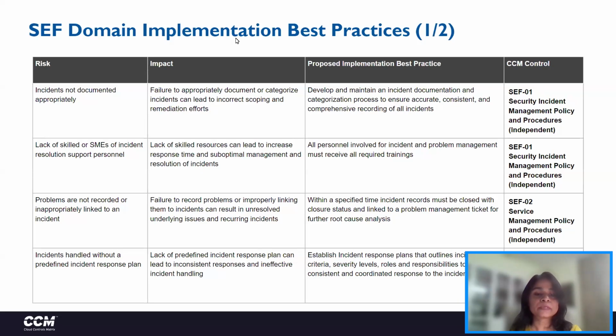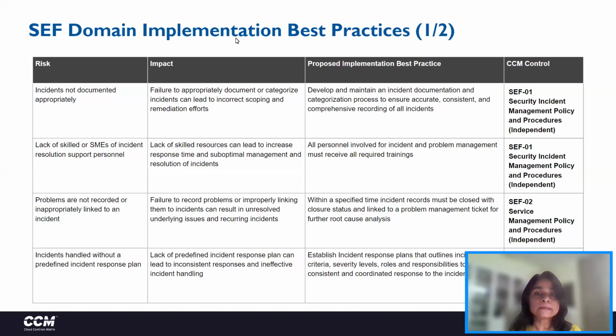The next one is one of the most underrated but yet very common ones that we have seen: lack of skilled SMEs for resolution support. How it impacts: it can increase your response time and lead to poor management of incidents. How you rectify it: all personnel involved in incident and problem management must receive all required trainings. If you want to know more, do refer SEF 01, which also indicates what kind of trainings can be given to mitigate this risk.